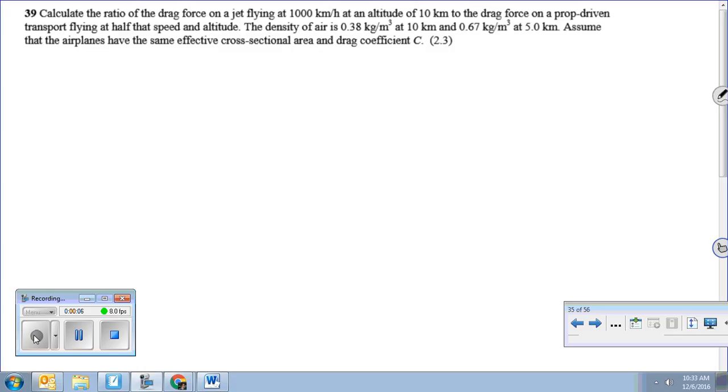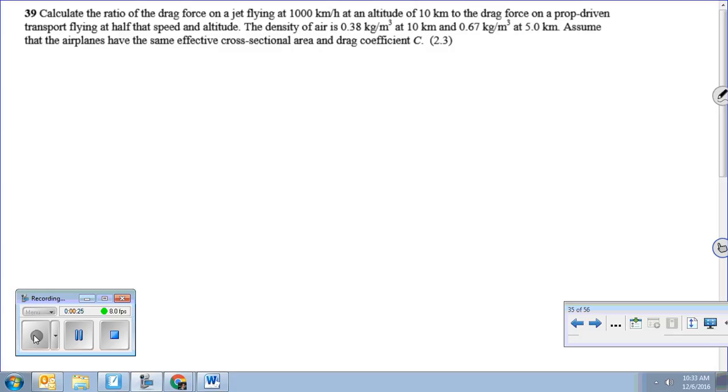We're trying to calculate the ratio of the drag force on a jet flying at 1,000 kilometers an hour at an altitude of 10 kilometers to the drag force on a prop-driven transport flying at half of that speed and half that altitude. So it's giving us the density of air.